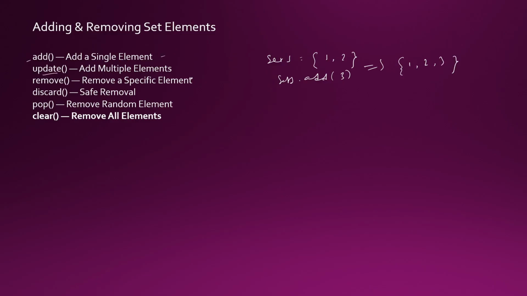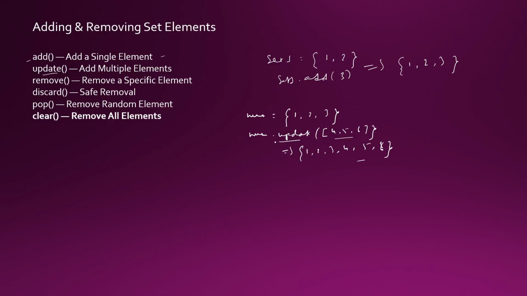Next is update. Add multiple elements at once. Suppose we have a set number 1, 2, 3. Now if we write number dot update, and within this we pass a list of 4, 5, 6, and then print my number, it will give me the answer as 1, 2, 3, 4, 5, 6. This will be my set. So using this update function, we can add multiple elements at once.